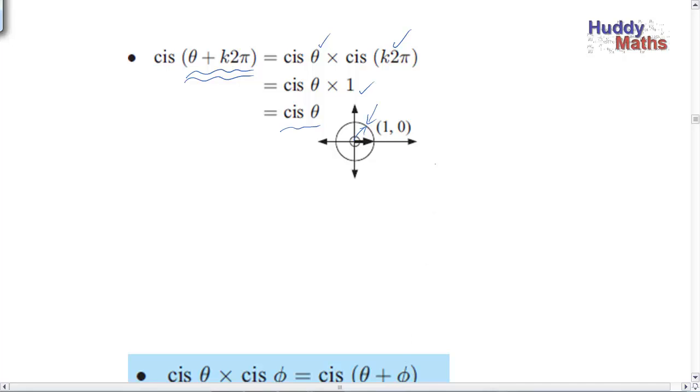If you go around 2 pi, you return to the same point that you had in the beginning. So that's a geometric way of explaining this. We've done it with the properties of the argument here. If you add k times 2 pi to the argument, then you've gotten this line, and cis of k times 2 pi is just 1. Cos 2 pi is 1 and sine 2 pi is 0.